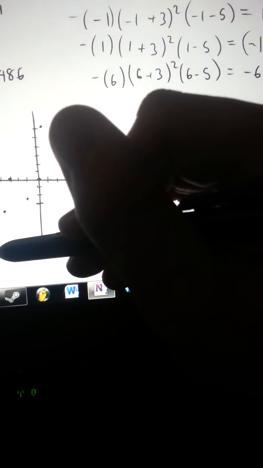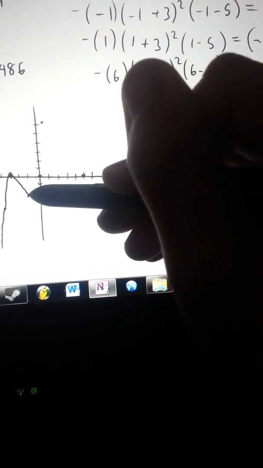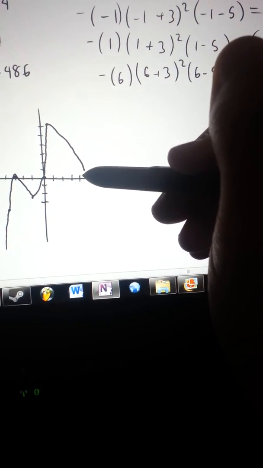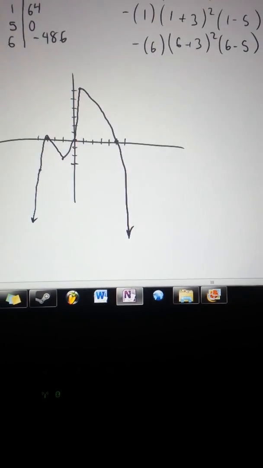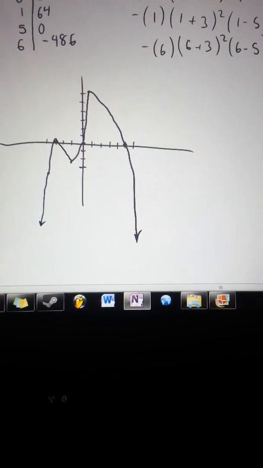So then our function goes like this, and up, and then it peaks and it goes all the way down, and then that last point is way off. And that is how you do question 35 of section 2.2.